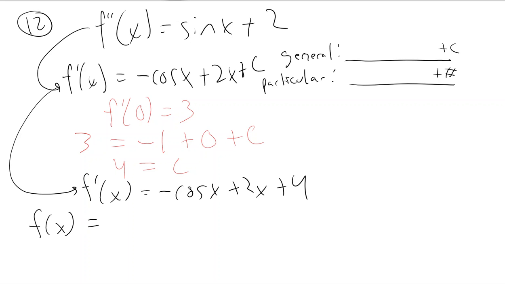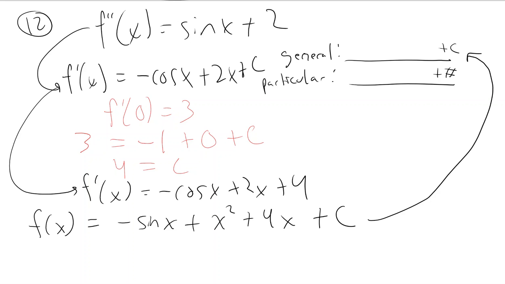Okay. So if we integrate the first derivative, we get all the way to the function, which is what is considered the solution. So the thing that I can take the derivative of to get negative cosine x would be negative sine x. X squared's derivative gives you 2x. 4x gives you 4. And then plus c. This would be the general solution. This is what the function is for some generic c.